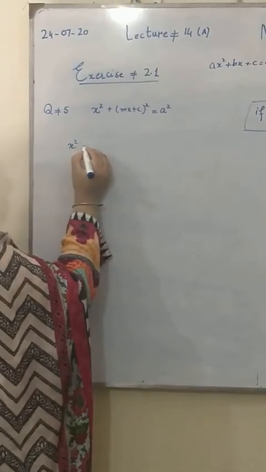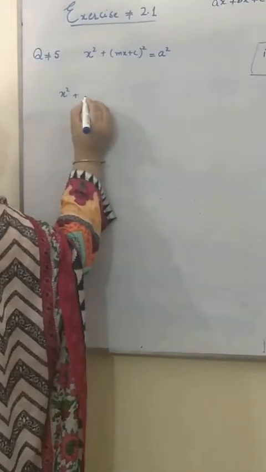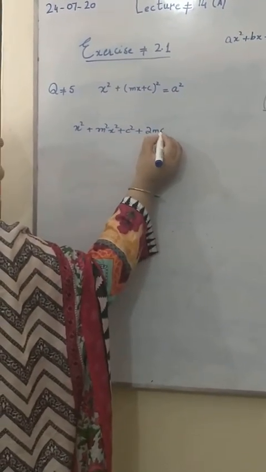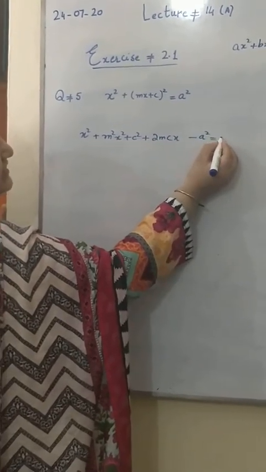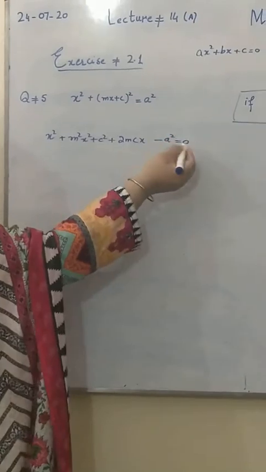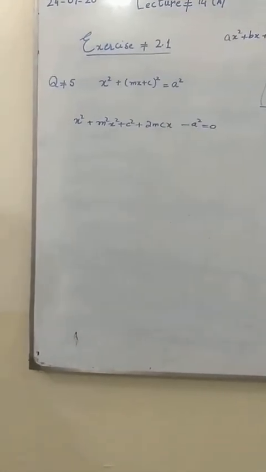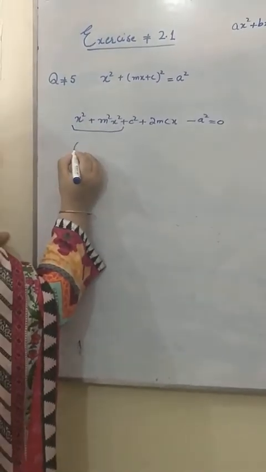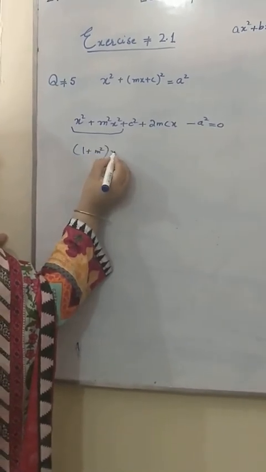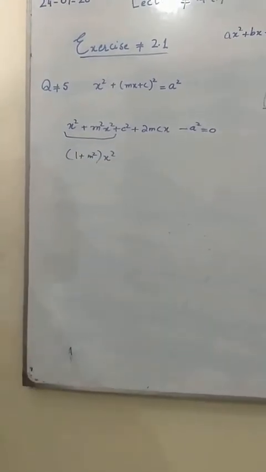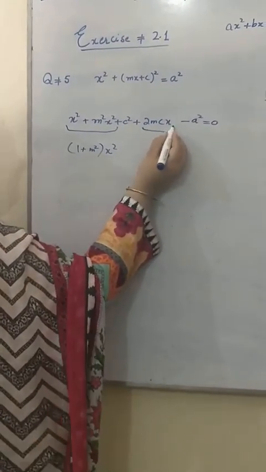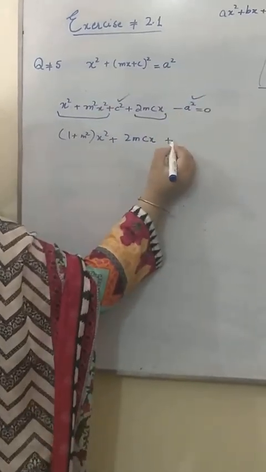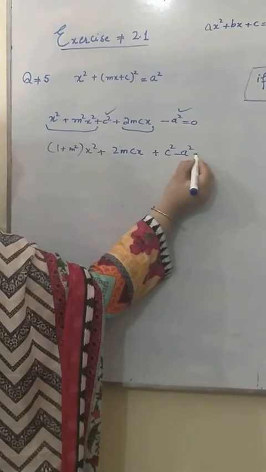So the (a plus b) whole square formula will be applied. m square x square plus c square plus 2mcx minus a square is equal to 0. I have opened this formula and a square is converted into left hand side. Now we will join the like terms. x square and x square, so 1 plus m square into x square. I have taken x square common from these two values. This is linear variable plus 2mcx and plus c square minus a square is equal to 0.